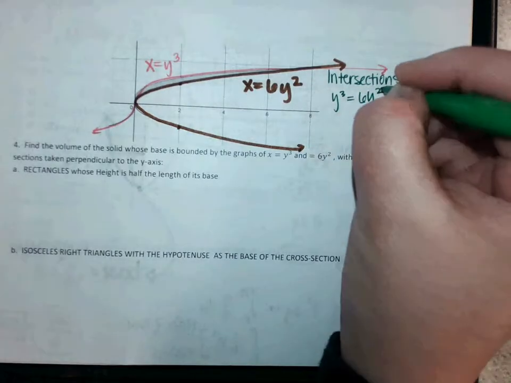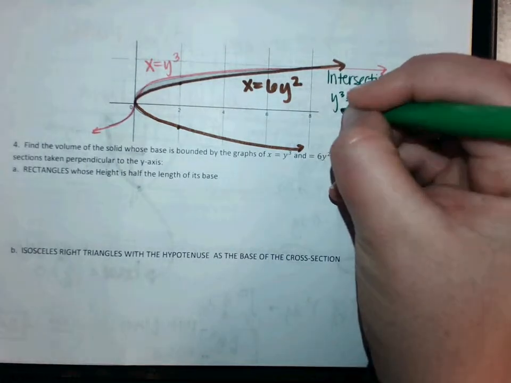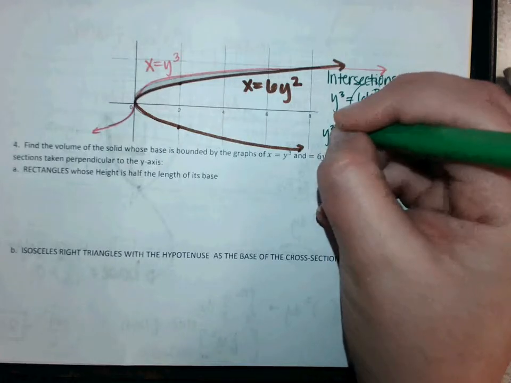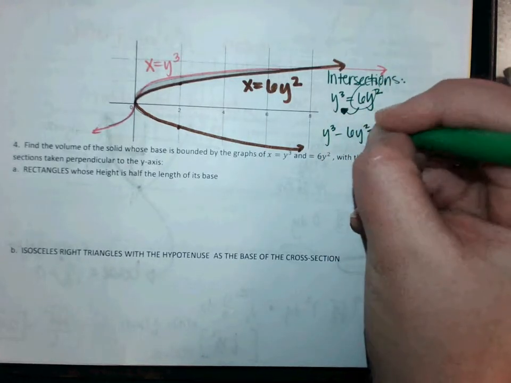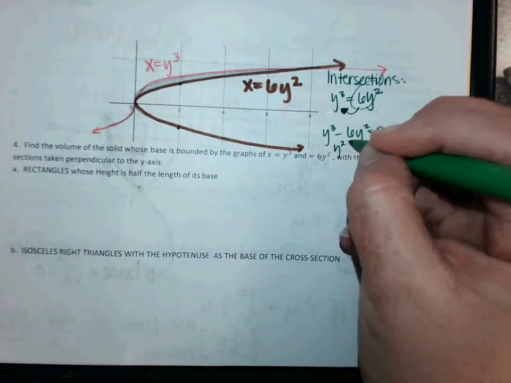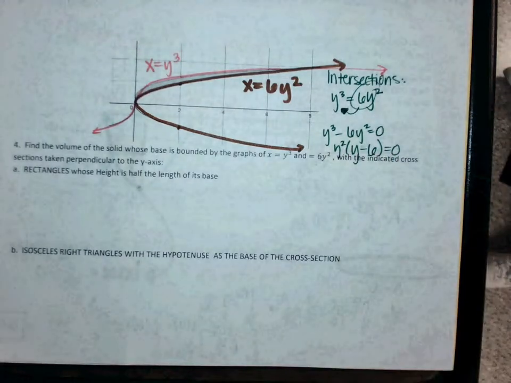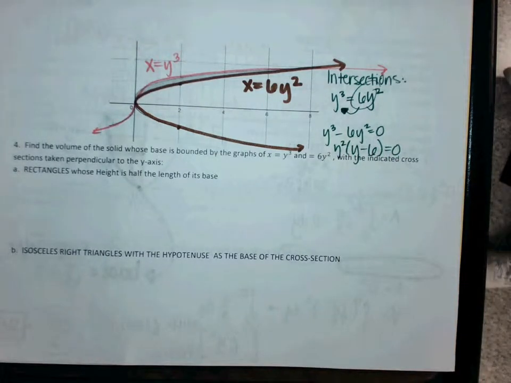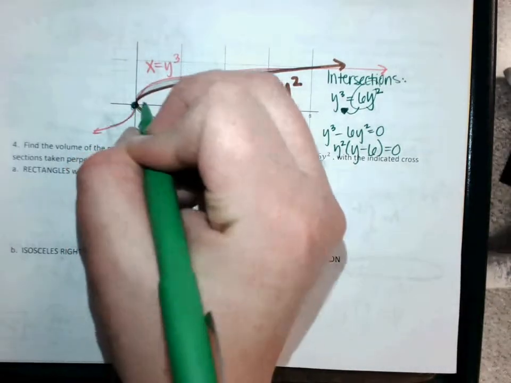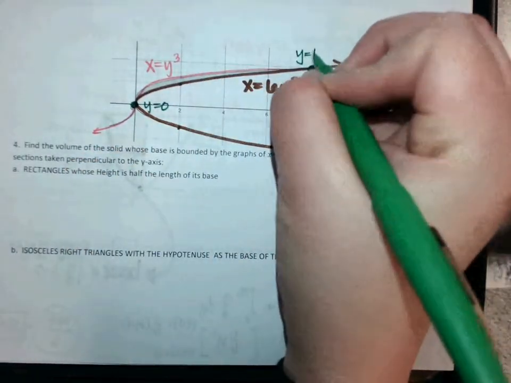So I'm going to bring this over here. So now I'm going to have y cubed minus 6y squared is 0. And then what do I notice? I can factor out of both of those a y squared. So that's going to leave me with a leftover y and a minus 6, which means that these cross at 0 here and 6 here.